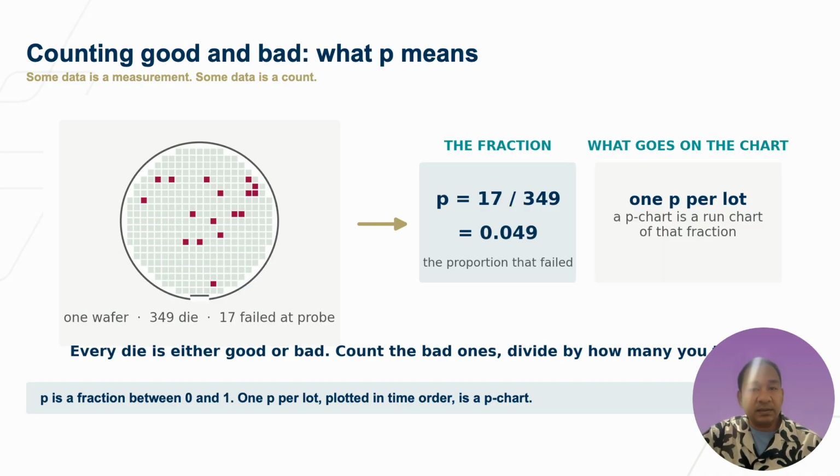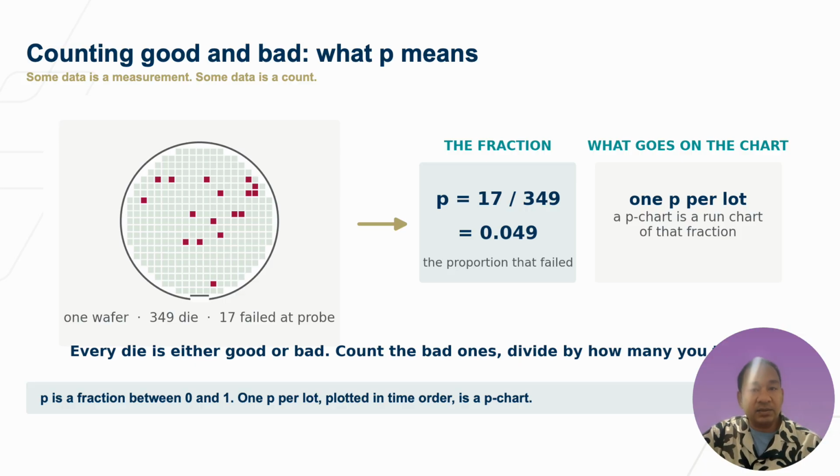Two kinds of data come out of a fab. Some data is a measurement. A gauge CD is 45.3 nanometers, a number on a scale, and that is what X-bar R charts handle. Some data is a count. This wafer has 349 die on it, and at electrical test, each one either works or it doesn't. 17 of them failed. Each red square is a die that failed at probe. Every pale square passed.